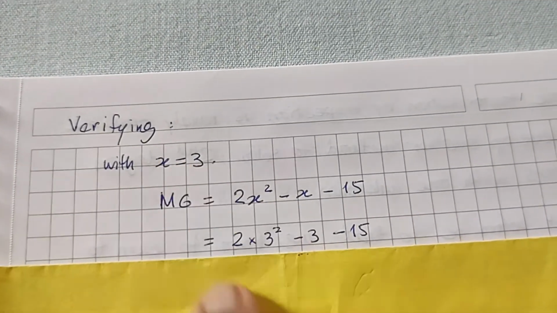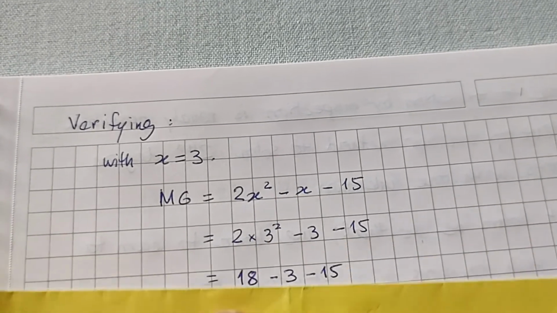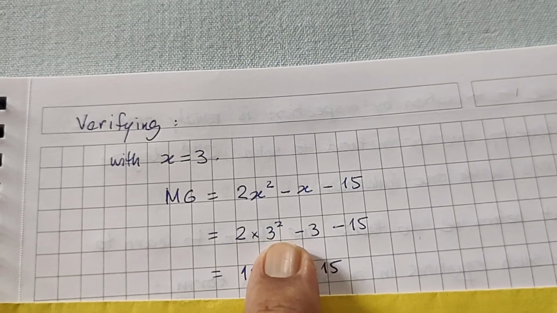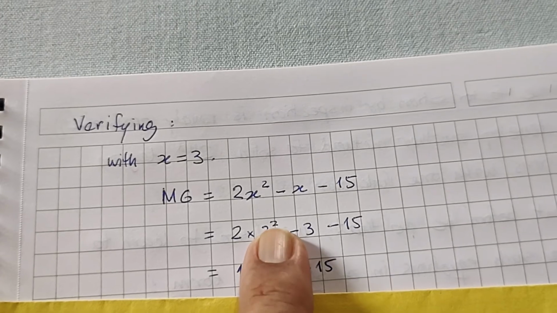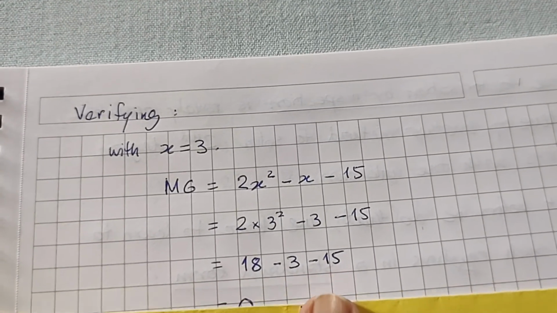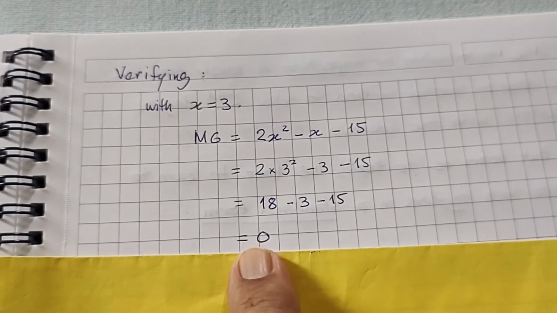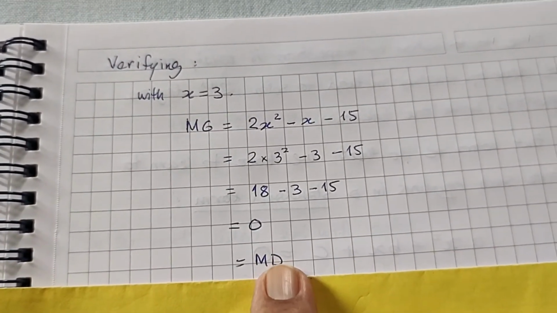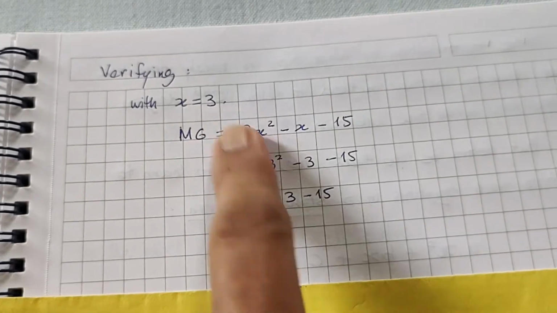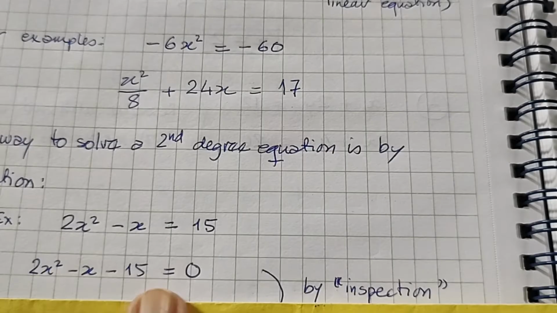X is equal to 3. So I get 2 into 3 to the power 2 minus 3 minus 15. 3 to the power 2 is 9, 9 into 2 is 18, minus 3 minus 15. So we get 0, which is equal to membre droite. So therefore x is equal to 3 is verified to be a solution to this equation.